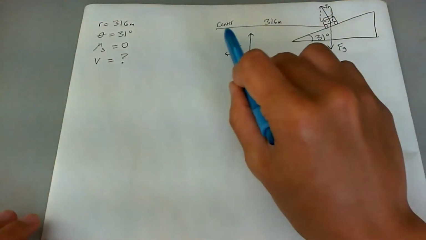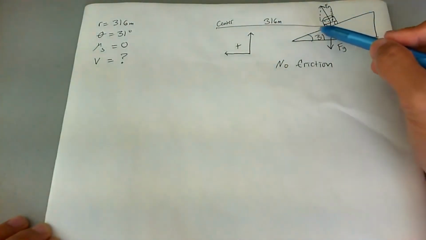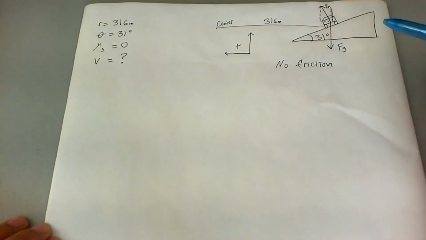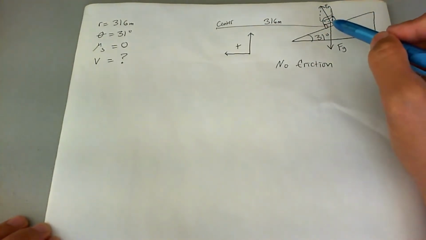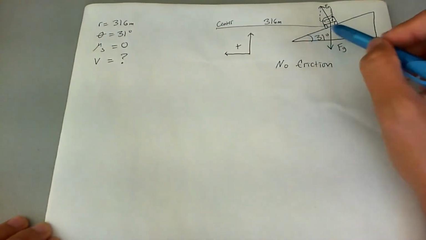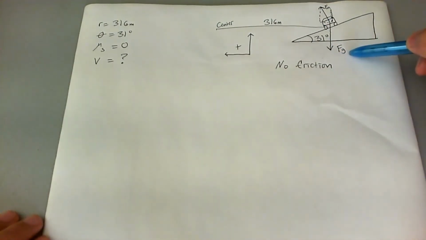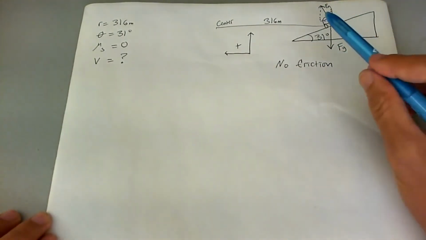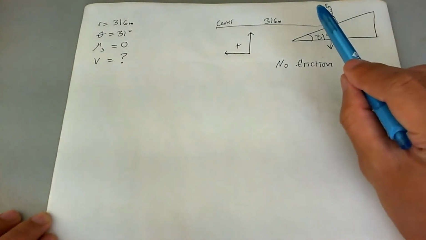The banking curve is 316 meters. The banking angle is 31 degrees. And the car needs to go in a circle. So what velocity would the car go into that circle without sliding up or down this frictionless ramp? We have two forces acting on it. We have gravitational force pointing down, and we have normal force pointing perpendicular to the top surface of the bank.